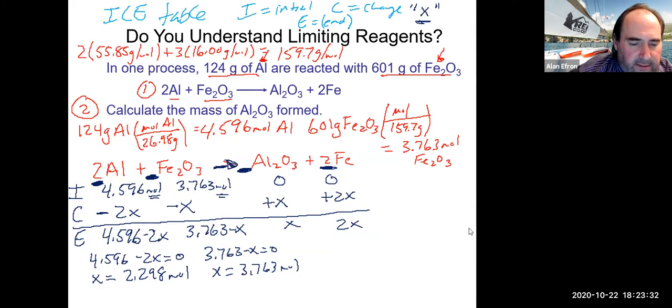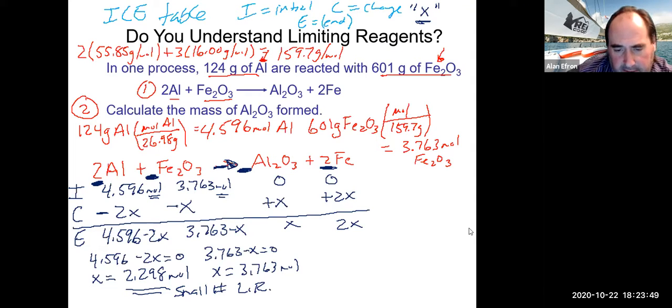So this little calculation that we're doing right here is going to allow us to determine which one is the limiting reagent. The limiting reagent is the one with the smaller number. So the smaller number, which means this is our limiting reagent. So we could kind of cross this guy out. We don't really need him.